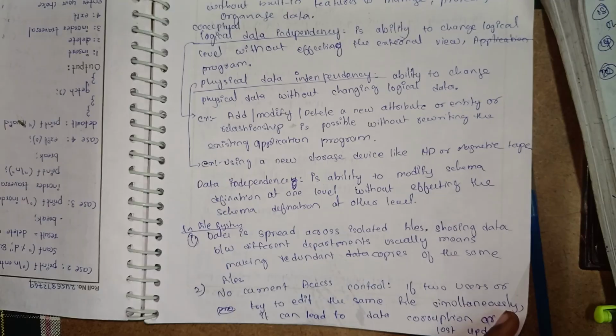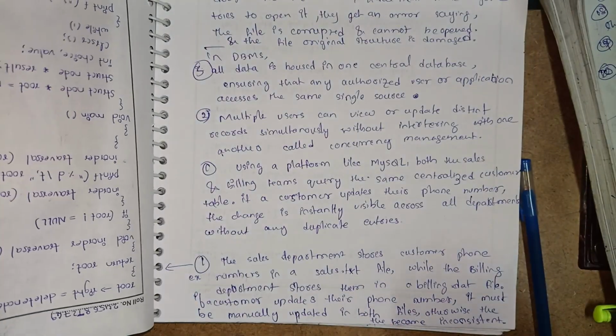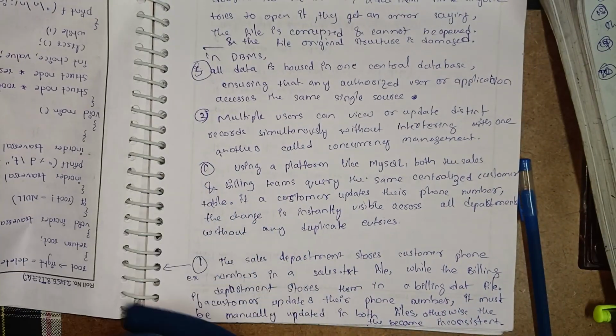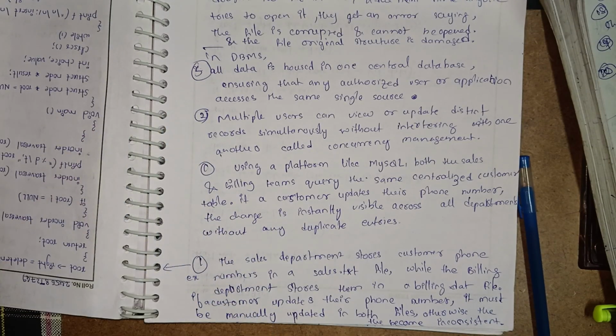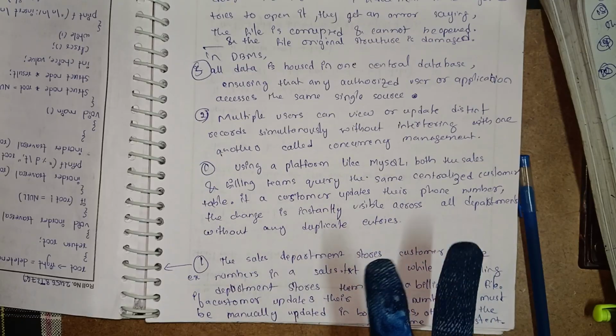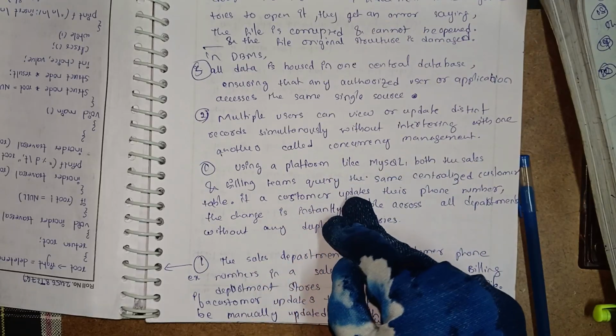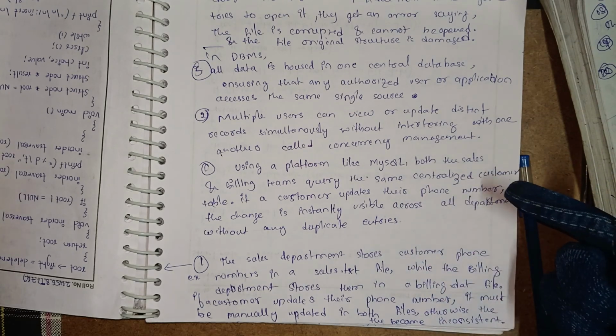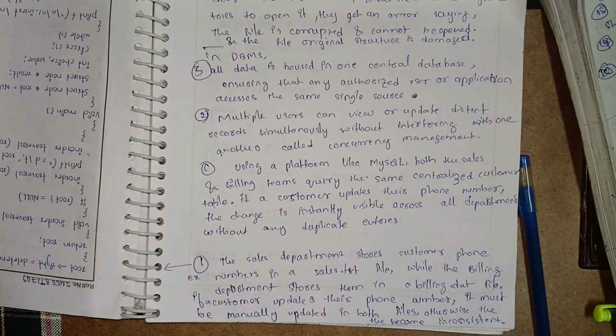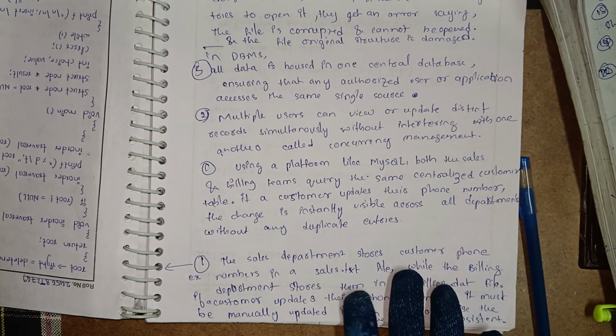Consistent means accurate and reliable information, and otherwise it becomes untrusted. Okay, and accuracy will be gone. So here we need a manual update in both files. Here we are storing in a centralized system, which is a database, so we don't need to update twice.